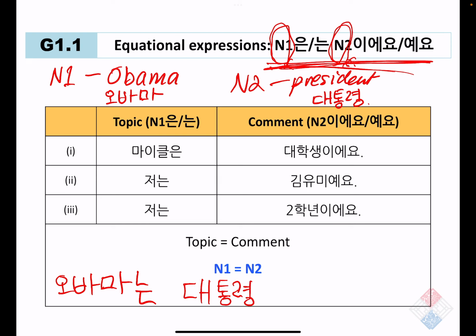And then, because it ends in a consonant, you're going to say 이에요. And that's how you would create the sentences. Same thing here. Identify the topic. Topic 1 is Michael here. Noun 2 is 대학생, college student. 저 is noun 1, I here. And then noun 2 is 김유미. Noun 1 is I. Noun 2 is sophomore, second year.